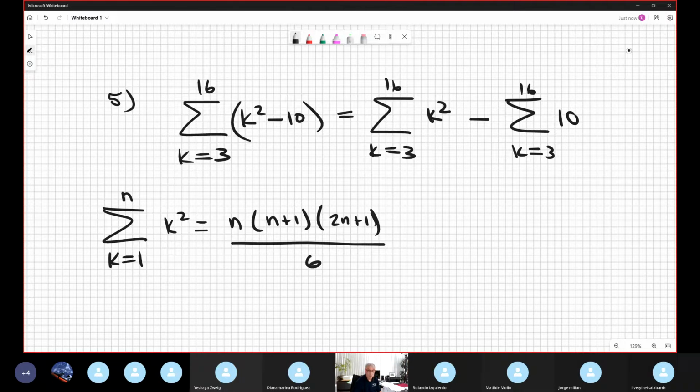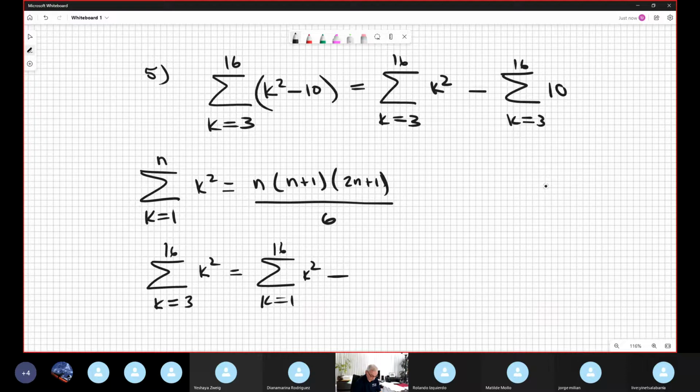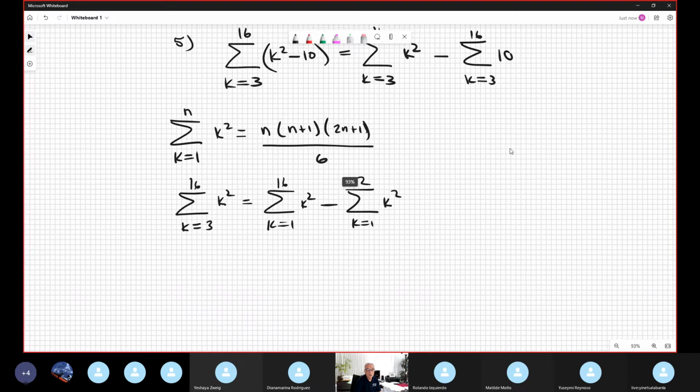Okay, suppose the computation of the summation of k equal 3 to 16 of k squared. We can do it by hand because it's not too much, but no. S equals the summation from k equal 1 to 16 of k squared minus the summation from k equal 1 to 2 of k squared. Do you understand this idea or no? Okay, let me try to explain. It's super easy to understand.